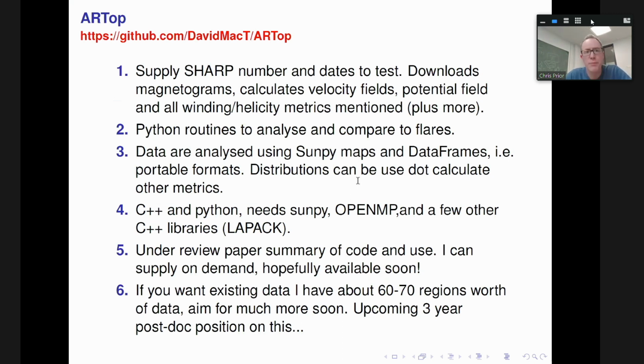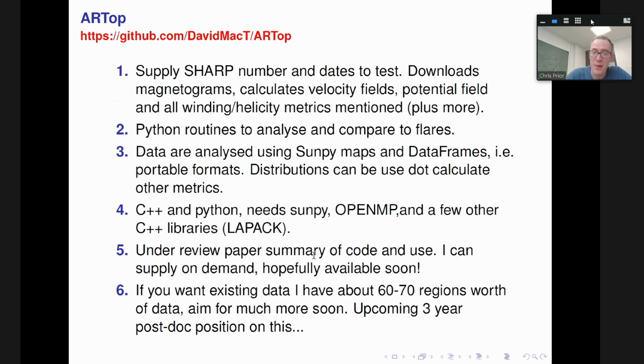So just to round off, I hope I've got you interested at least in the idea of looking at some of these distributions. The good news is we've got openly available code at this GitHub link to calculate it. It's in C++ and Python. All you need to supply to use it is the SHARP number and the time period you want to look at. It then does all the downloading, velocity field calculations, winding calculations for you. We've used SunPy data frame formats for you to access the data, so it can be used in the same way as you use magnetograms.